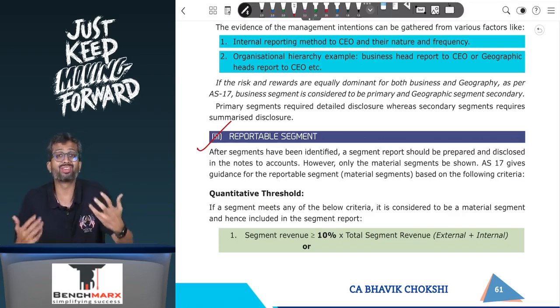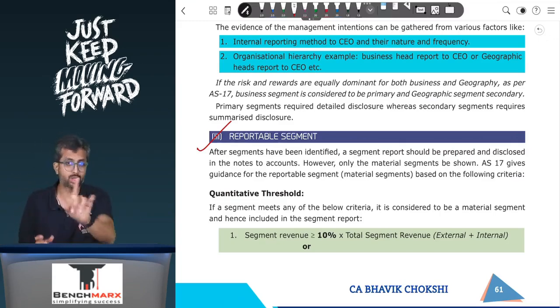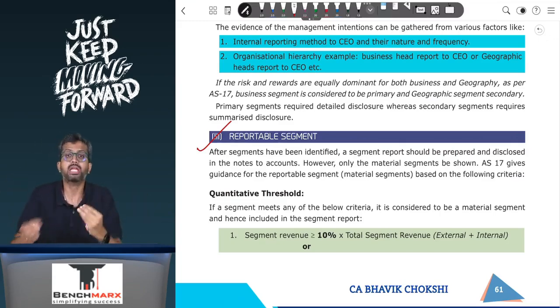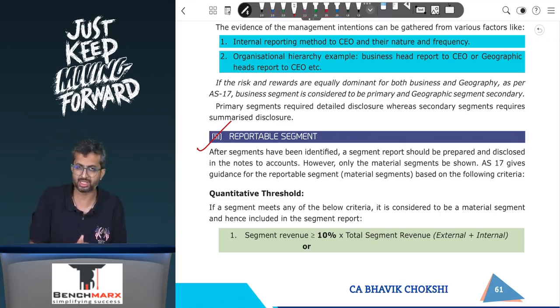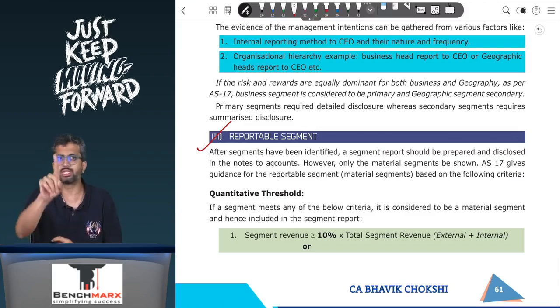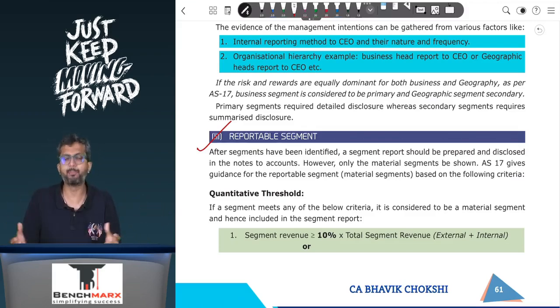Or you look at your segment assets. If they are greater than or equal to 10% of the total segment assets, you are a big segment. Or loosely speaking, if your profitability is greater than or equal to 10% of the overall profitability, you are a big segment. Do I need to satisfy all the three? No, sir. I need to satisfy any one of them. Even if any one of them is satisfied, I am a big enough segment.